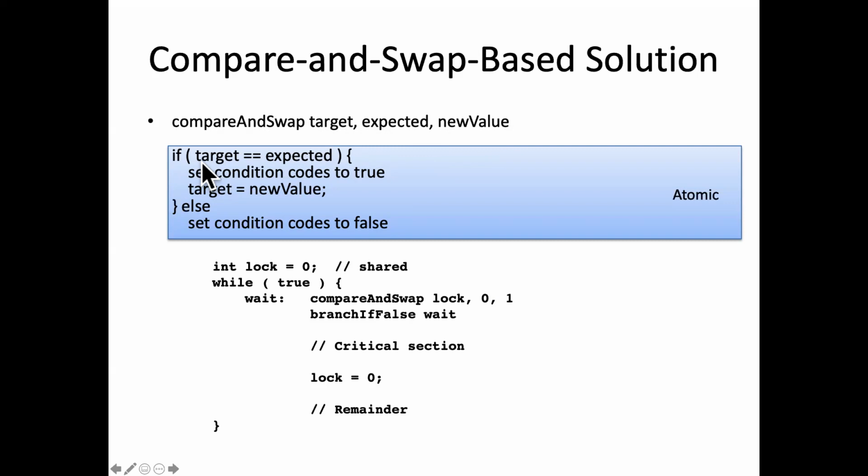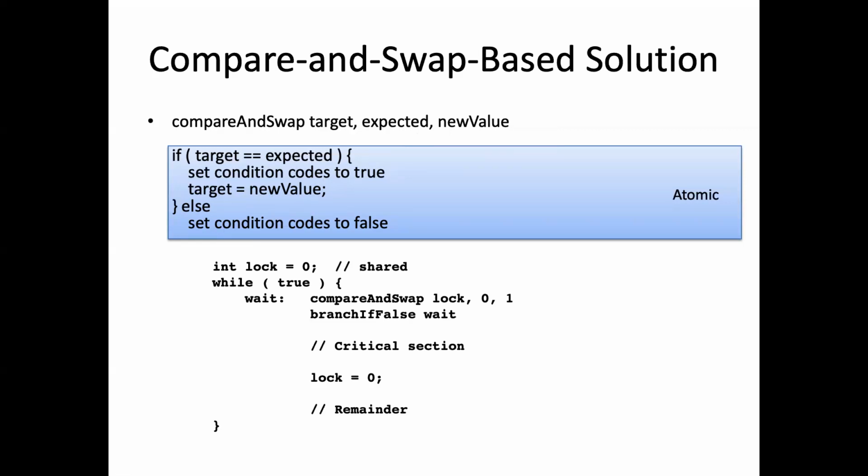It looks at the target location, and if it's the value you expected, it sets one of the condition codes to true, remembering that that location had the value you expected. I set that location to whatever new value you gave me. Otherwise, if it didn't have the value you expect, I set the condition codes to false and leave everything unchanged.